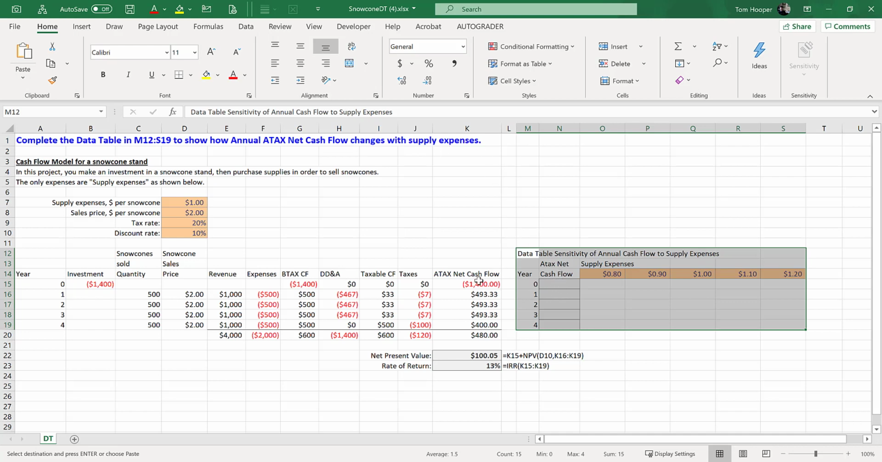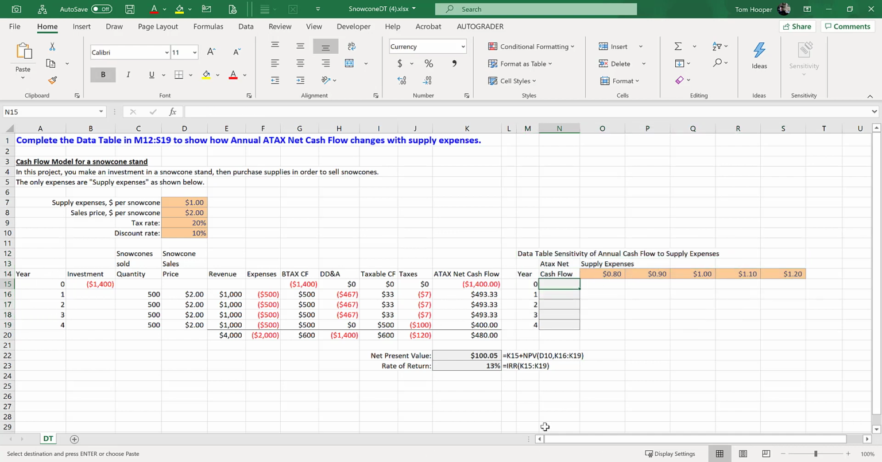Well, these are ATAX cash flows. They occur annually. And I gave you a tremendous hint here because I already formatted these as outputs. So I want to see how each of those numbers, ATAX net cash flow in years 0 through 4, changes with my supply expenses. So I should know that I'm going to have a horizontal 1D data table just from looking at how these are formatted. Now, if I select all the cells and only enough cells to get the formatted ones, that's where my data table is really going to be. That's the part I want to select before doing the entering.